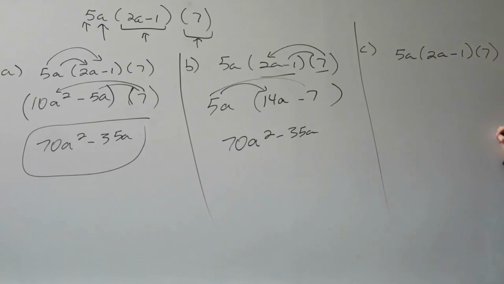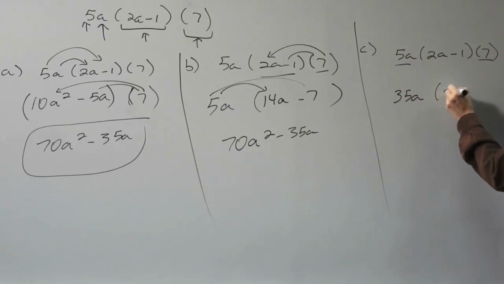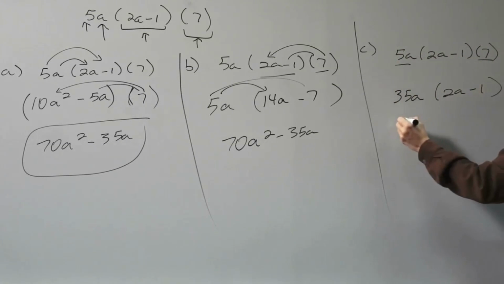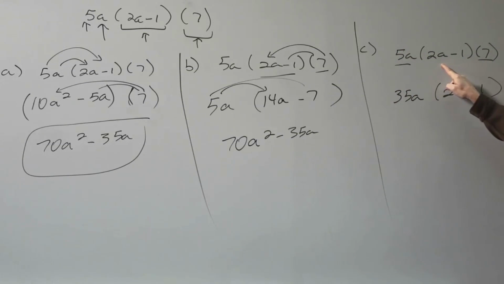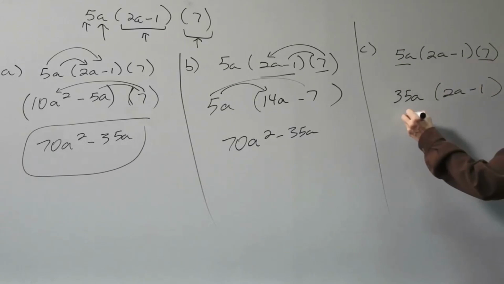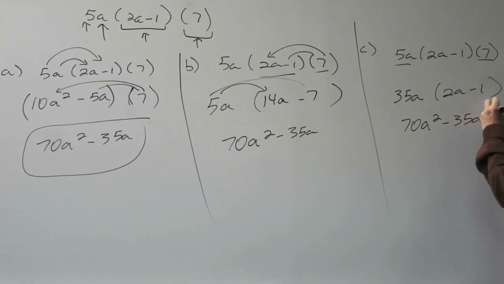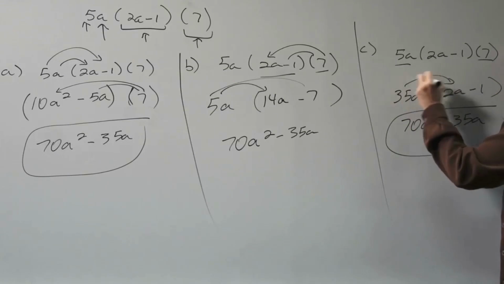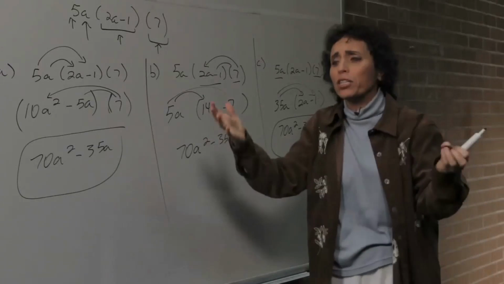Third way is asking me to multiply the 5a and the 7 first. That's 35a times 2a minus 1. And notice, once I do that, I already would leave that in parentheses because it's in parentheses. And I get 70a squared minus 35a when I distribute. Should I get the same answers? Absolutely. Why? We're doing the same problem 3 times.